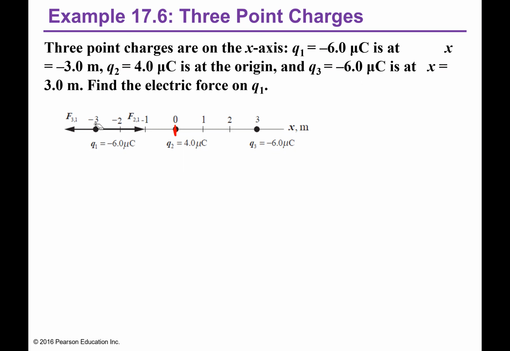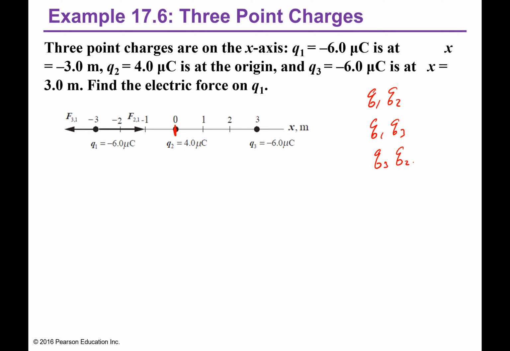That means there is an interaction between Q1 and Q2, between Q1 and Q3, and also between Q3 and Q2. They pull and push on one another. But generally when we have this, we usually only look at one object of interest and concentrate on that charge.